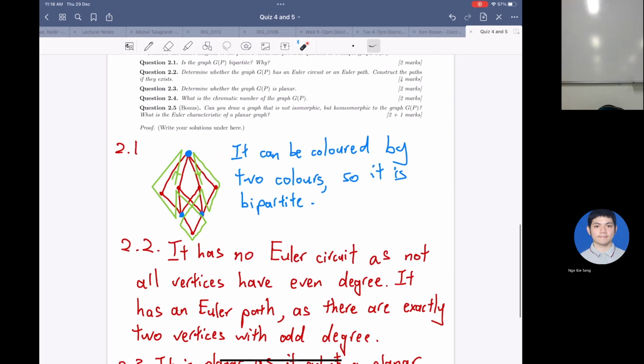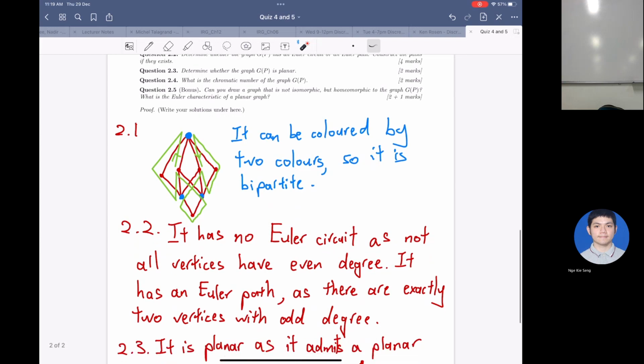2.2, whether it's an Euler circuit or Euler path. You see here, this is 4 marks. You should know my style already. 4 marks need to have 4 sentences. So Euler circuit 1 sentence, reason 1 sentence, Euler path 1 sentence, reason 1 sentence. Constructing the path can be the proof of the existence of the path, so this counts as a reason. No Euler circuit because not every vertex has even degree. There is an Euler path because exactly 2 vertices have odd degree.